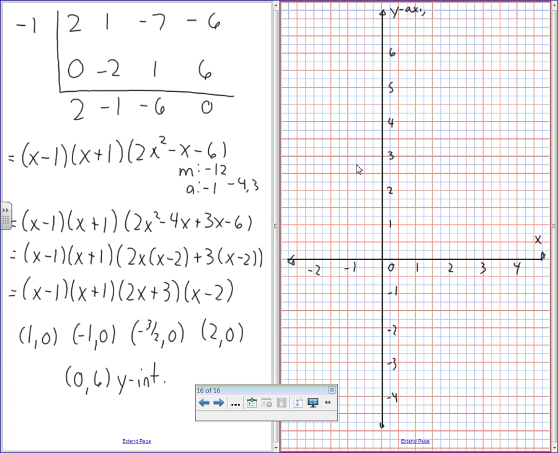So while you guys are doing that, I'm going to plot my roots and then I'll talk about end behavior and why I need that, okay? I'll put all my points on here. I'm going to put 1 and 0 right like this. I'm going to put negative 1 and 0 right like that. I'm going to put negative 3 over 2 and 0 just like that. I'm going to put 2 and 0 just like that. And I'm going to put 0 and 6 way up like this. Okay, sorry, I'm going too quickly.